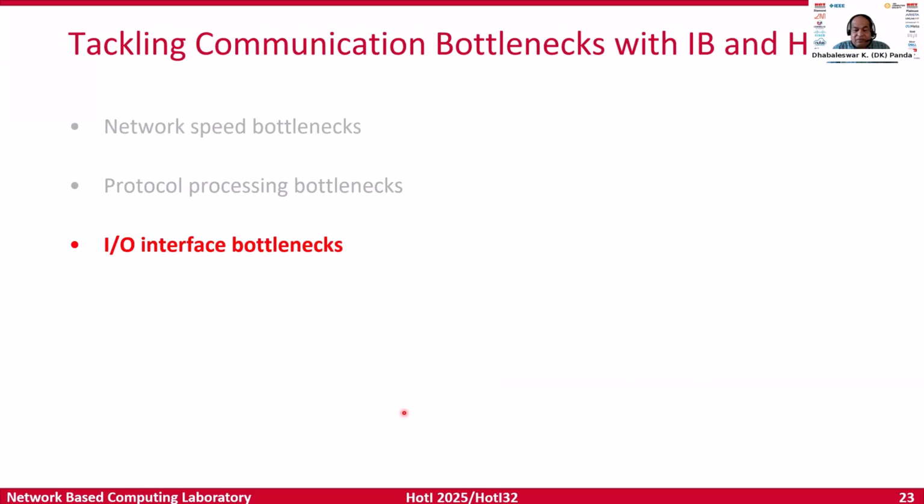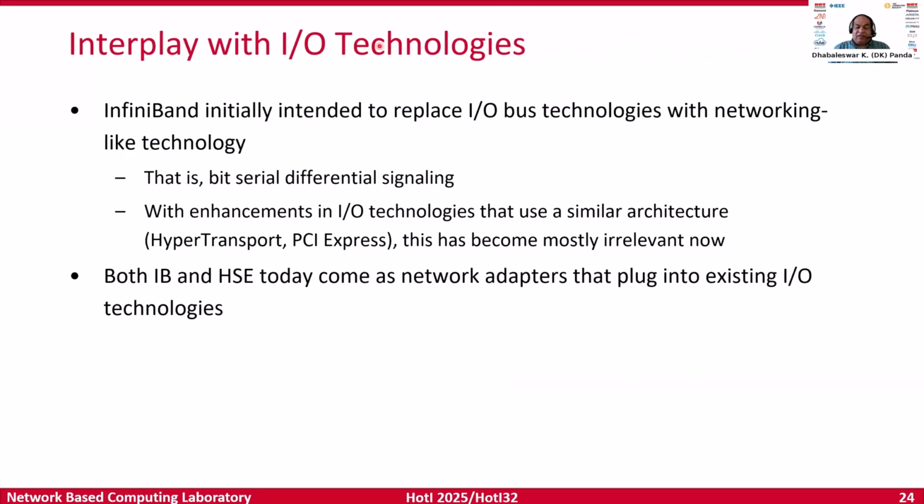So the final bottleneck we'll see is the I/O interface bottleneck. Okay. So there are interesting issues here. If you remember InfiniBand when we started, a typical communication from node to node happens memory to memory. The data is sitting in the memory of one node, so you need to move it to the memory of the other node. Of course, the I/O interface is used, the network adapter is used, the network switch. That's how the data moves.